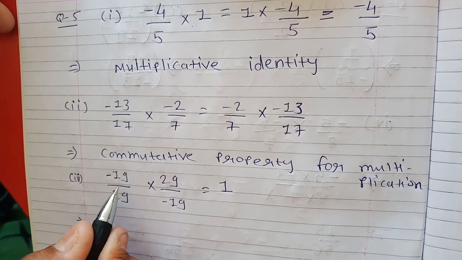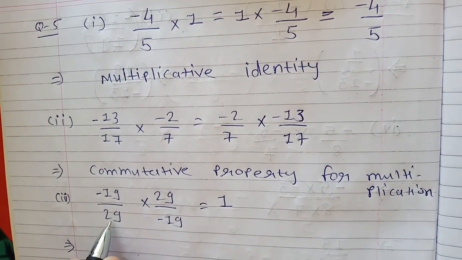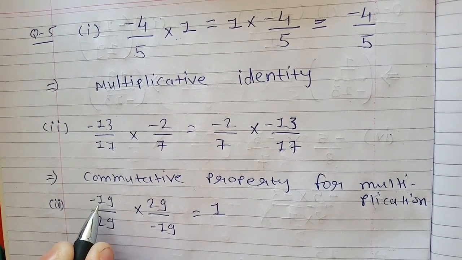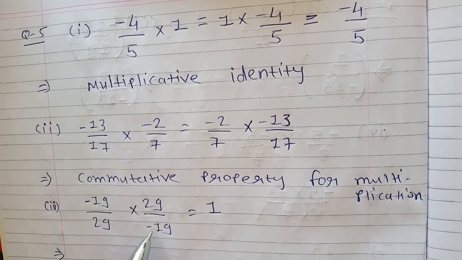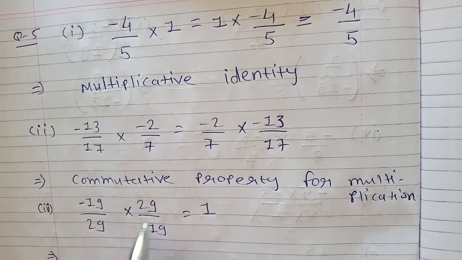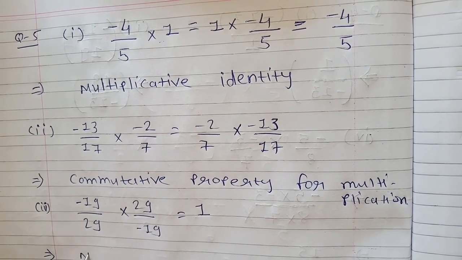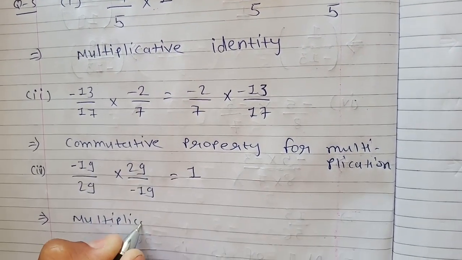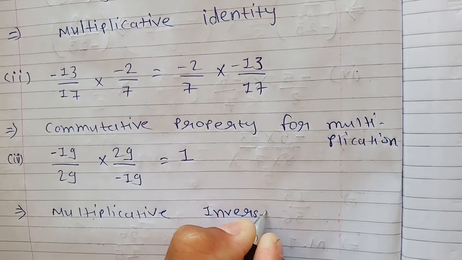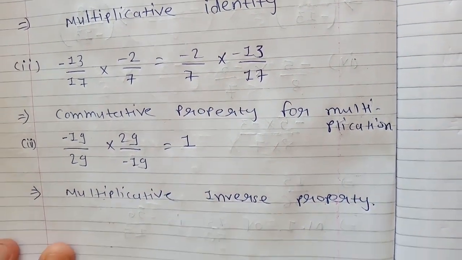Now after that, third number. In the third number you have minus 19 upon 29 multiplied by 29 upon minus 19. Now 29 is in the denominator here, but there it is in the numerator. This 19 is in the numerator here, but in the multiplication it is given in the denominator. And then the multiplication of both these numbers, its answer is 1. So which property is used? Now we can say here the multiplicative inverse property is used.